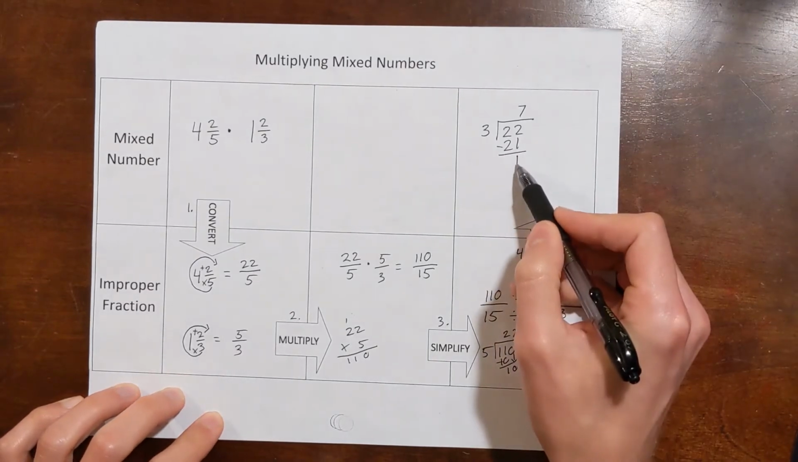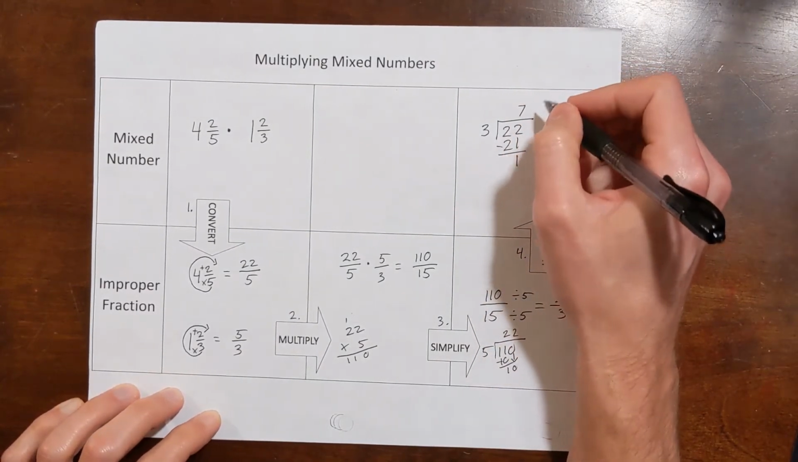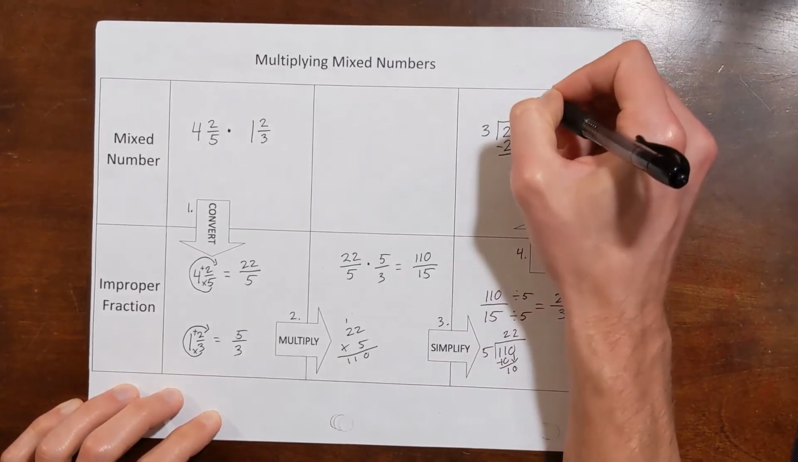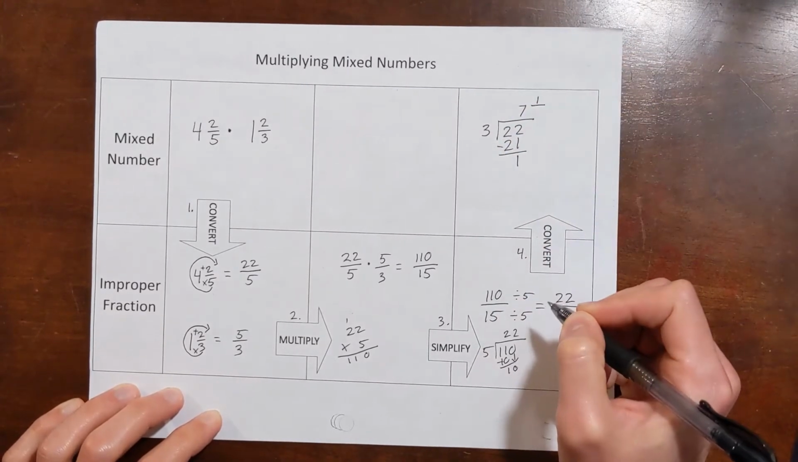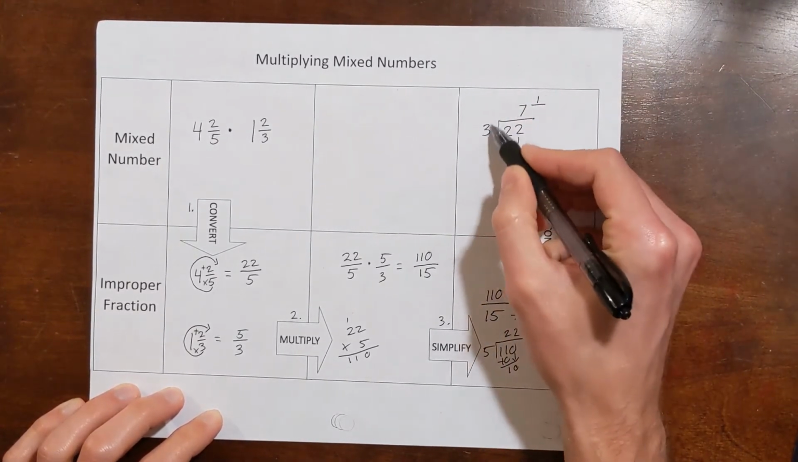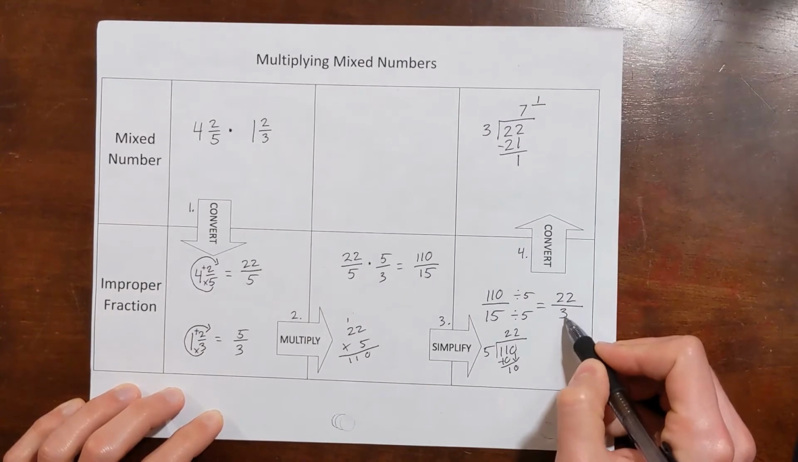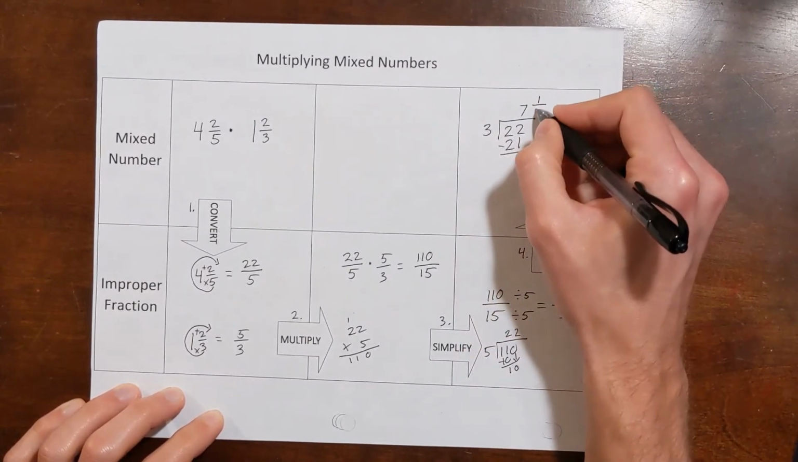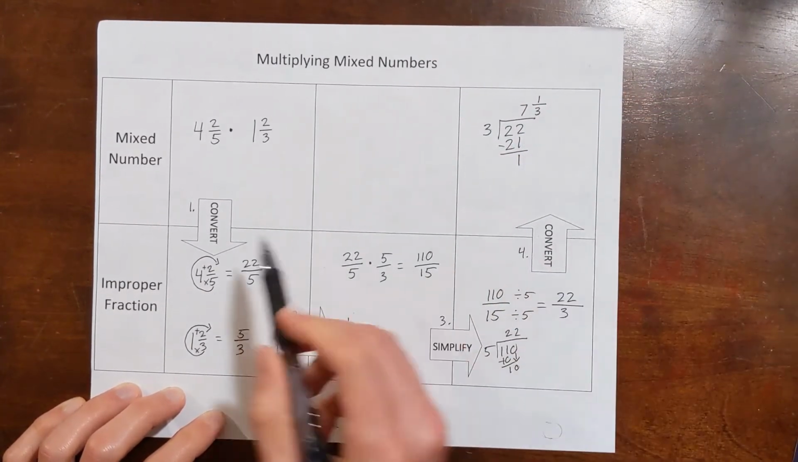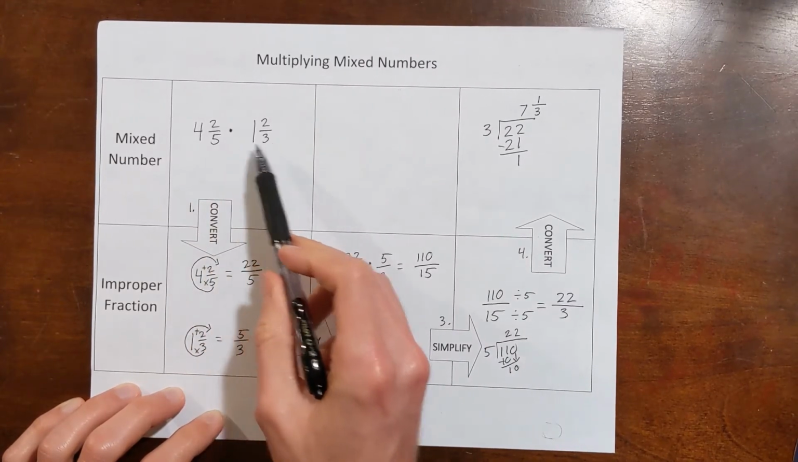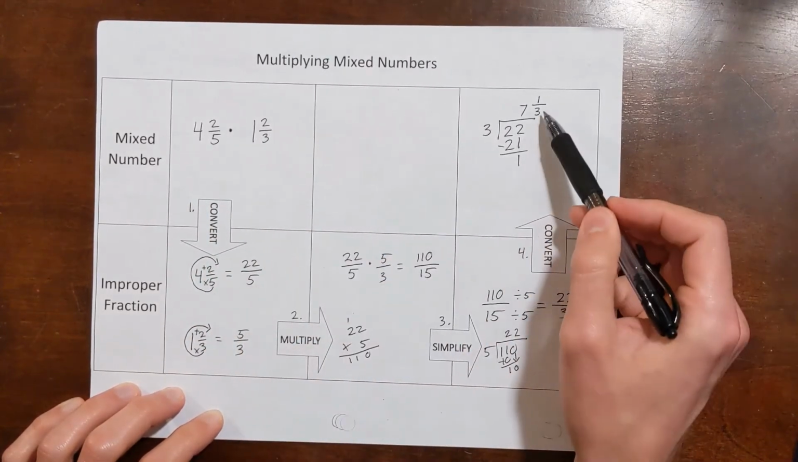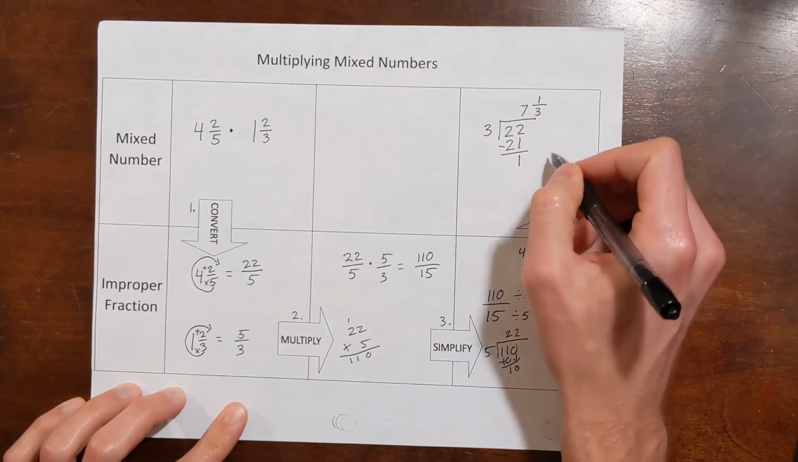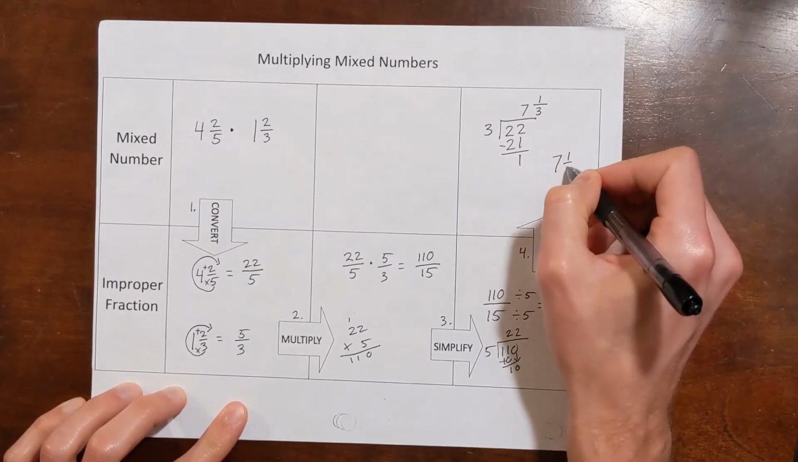So our remainder here will be the numerator. The 1 comes up as our numerator, and our denominator is the same denominator that we had before, thirds. So 4 and 2/5 times 1 and 2/3 equals 7 and 1/3. 7 and 1/3.